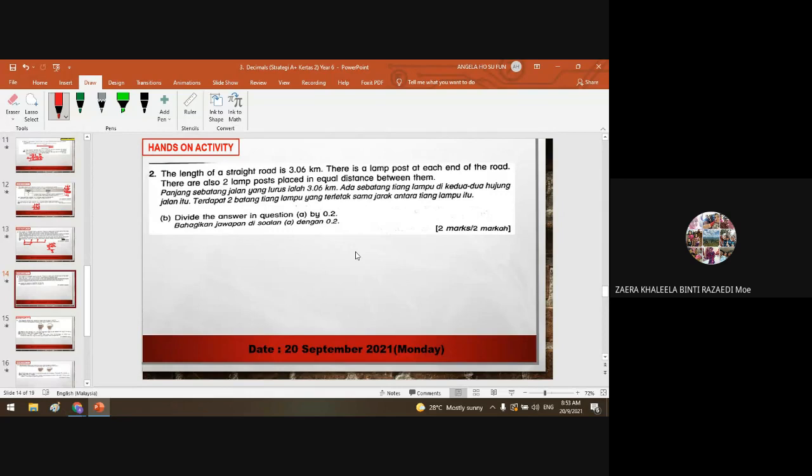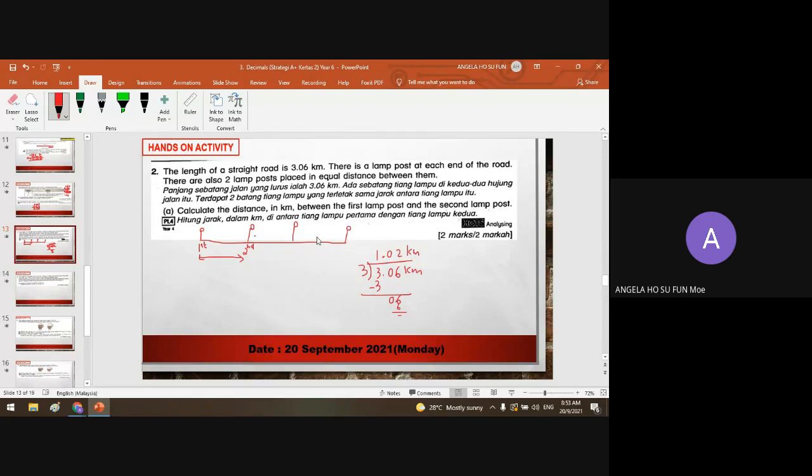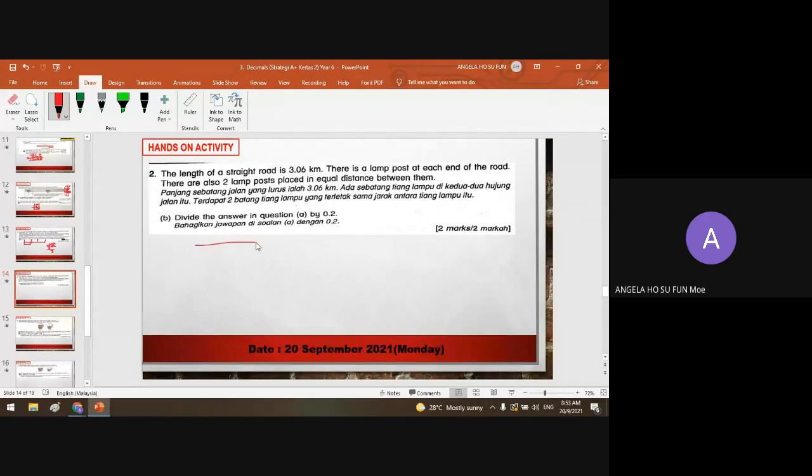Teacher, is it 5.1 kilometer? Who are you? Zara? Okay, let's look at it. Just now Zara was asking me, is it 5.1 kilometer? Okay, let's look at it. Divide the answer. Just now the answer here, I forgot already. Okay, 1.02. So what I'm going to do is divide this. Put it here. 1.02 kilometer divided by 0.2.